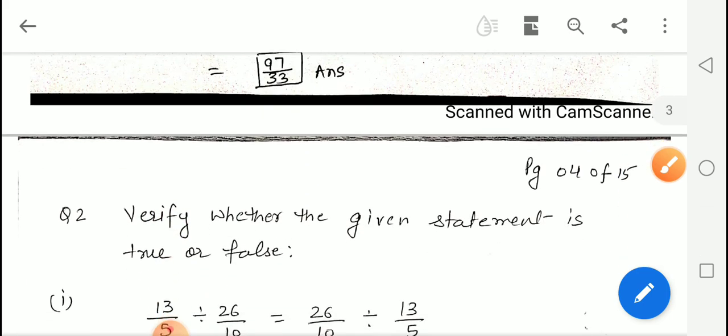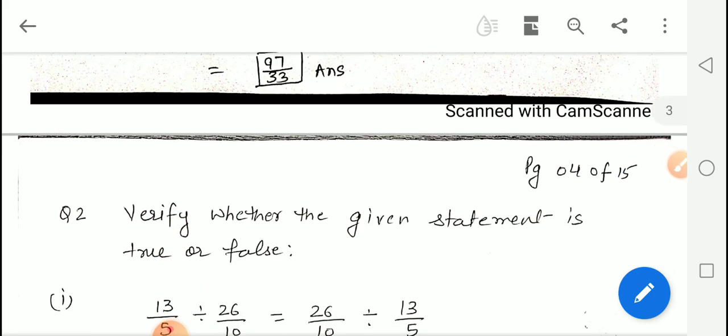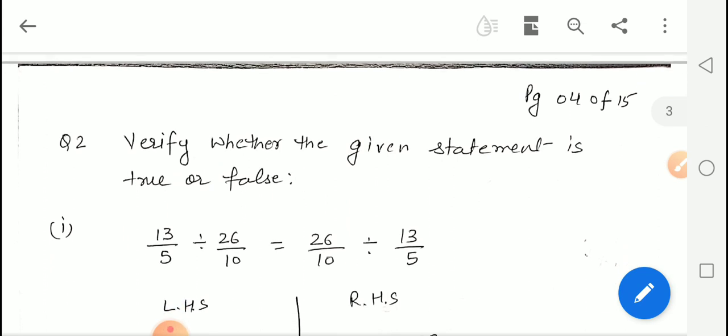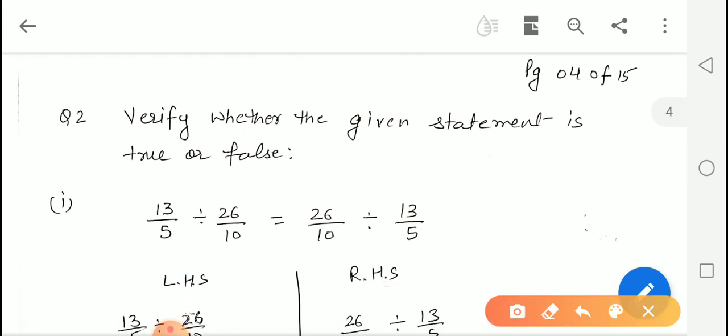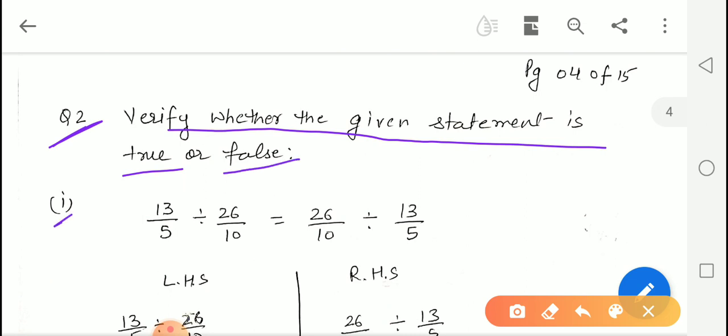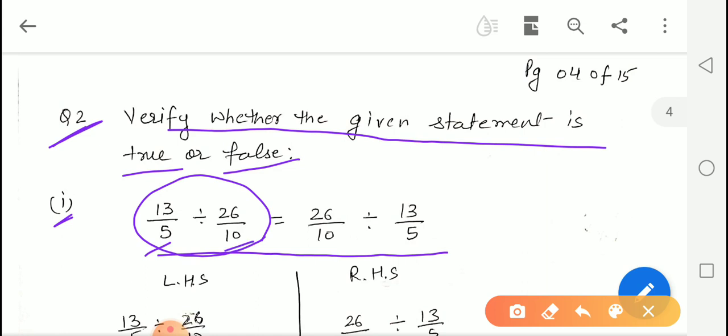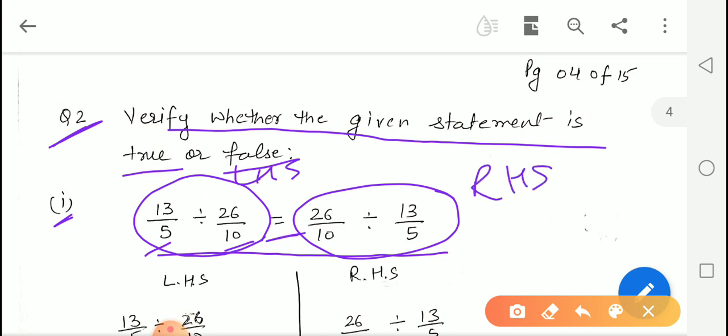These two questions which I have done right now are both very important questions. Now let us start our second question. In this, we have to verify the given statement and tell whether it is true or false. So like the first part, this is the statement in which on the left hand side one number is divided by the second number, and on the right hand side, this is the left hand side and this is the right hand side. We have to see whether they are equal or not.